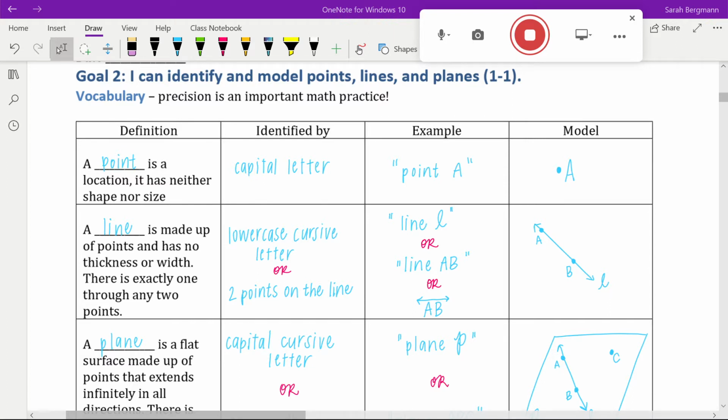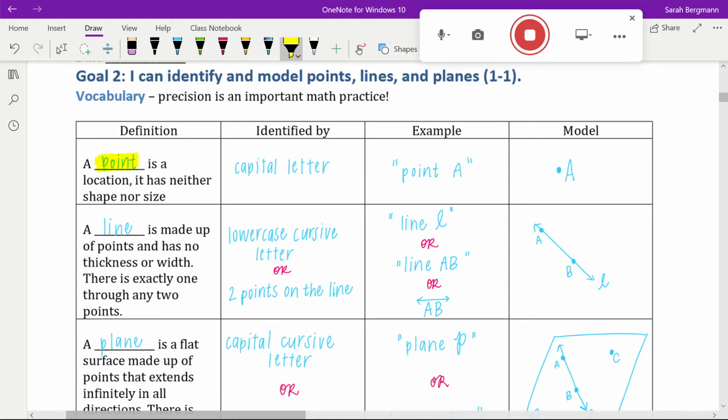First, we are going to review some vocabulary, which is super important because you need to be precise with how you speak about things in math, so you need to make sure you're always using correct vocabulary to describe what you're talking about. The first word we're going to talk about is a point.